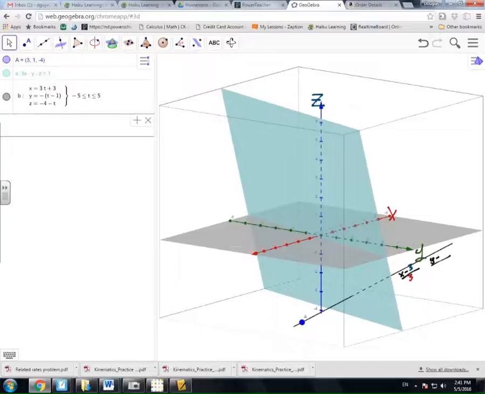I rotated it so we could see the point A, which is down here in the corner. So the equation of the line that I found is shown right there. The point that I'm given is right there, and the turquoise represents the plane itself.